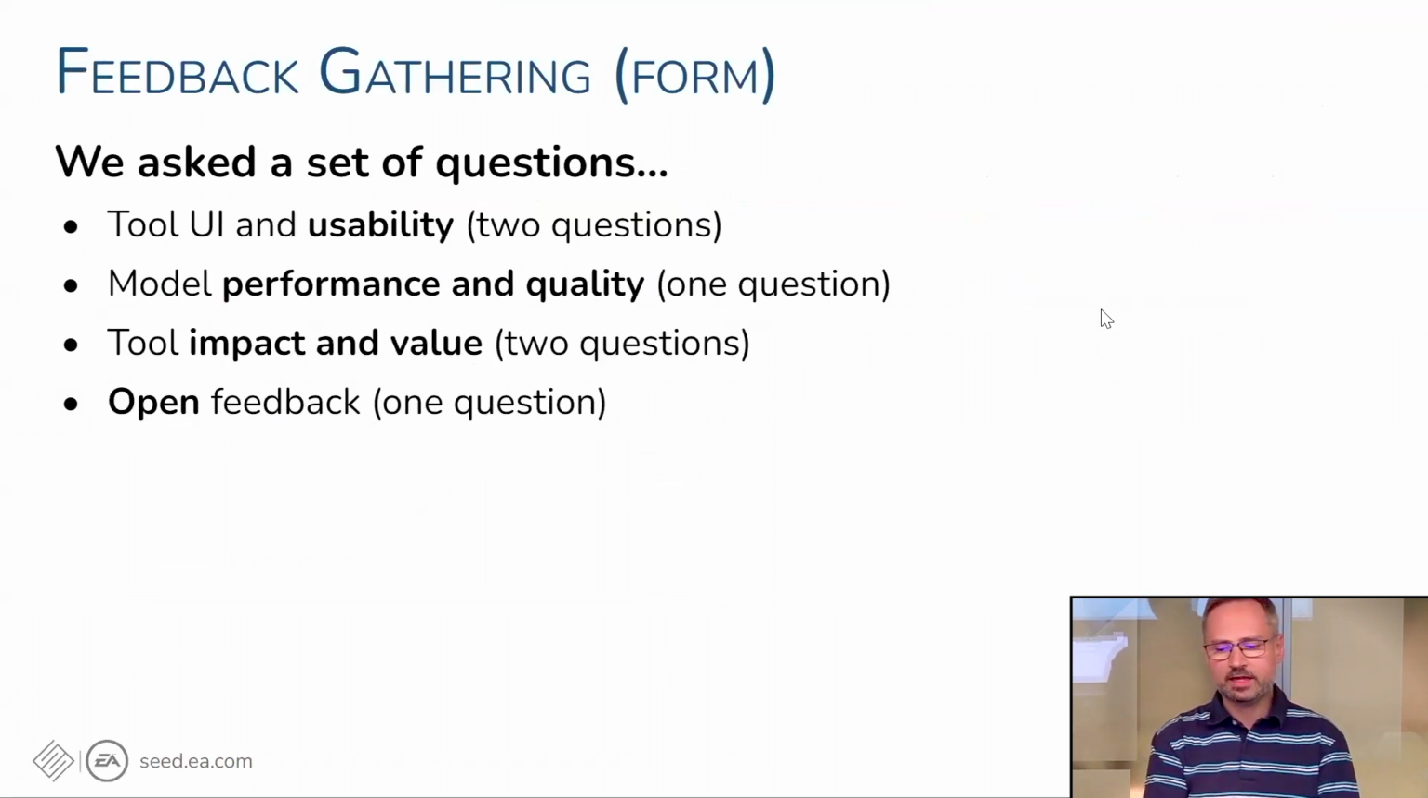So we created a feedback form and asked a set of questions covering tool UI and usability, model quality and performance, and tool value and impact. And we also had an open feedback question for the users of the tool. So they wanted to say something that wasn't covered in the previous sections and questions of the form. They were able to express themselves and maybe just give additional feedback or more details if they wanted.